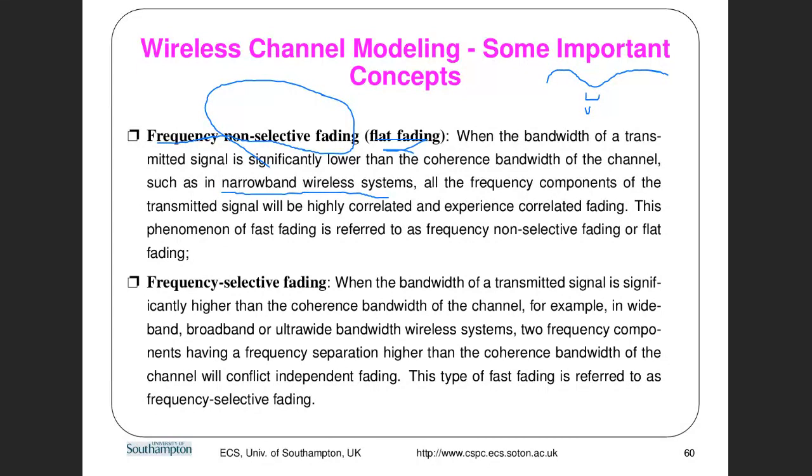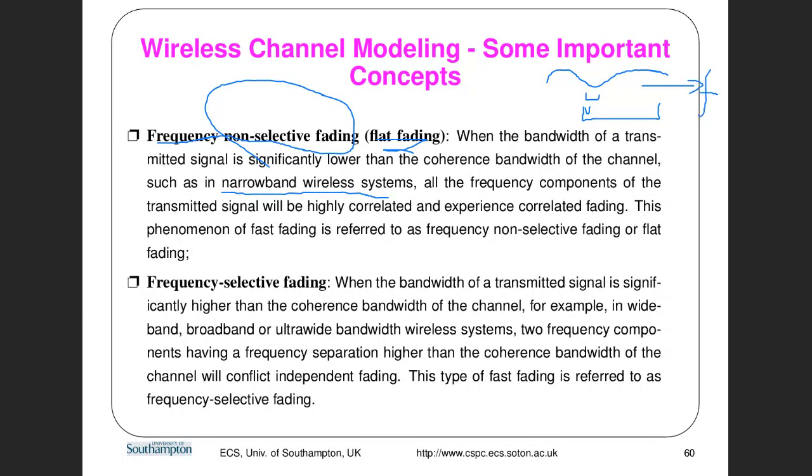However, if the signal bandwidth is larger, this would give us a higher data rate. But over this frequency bandwidth, the fading would change. That would cause a detrimental effect. We need to deal with it because it would cause interference in the time domain. This is the frequency domain.